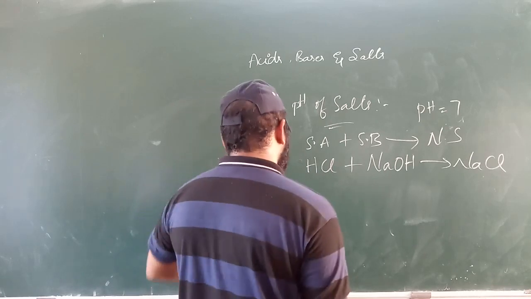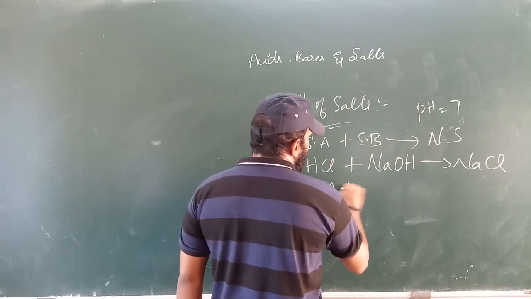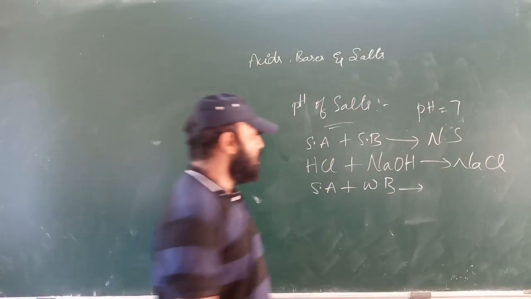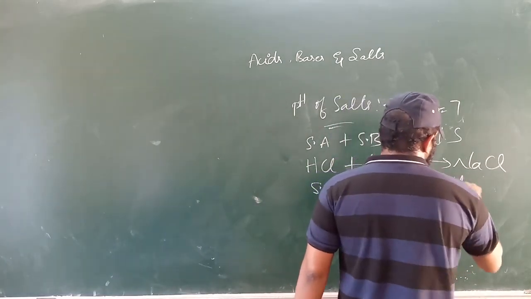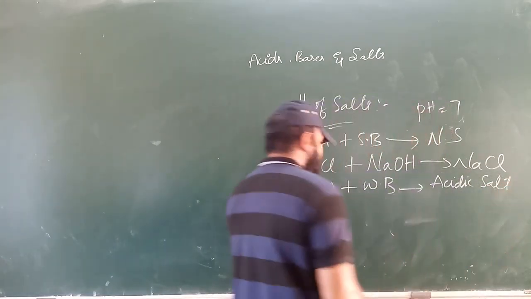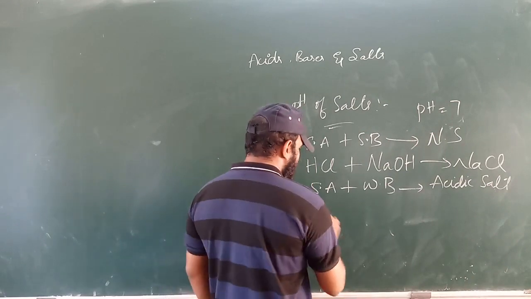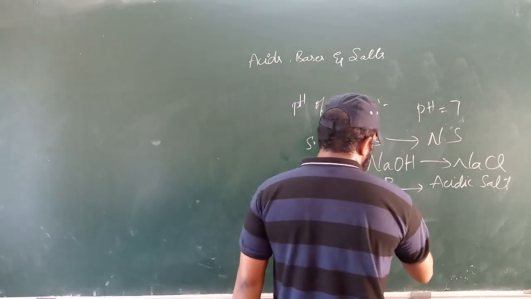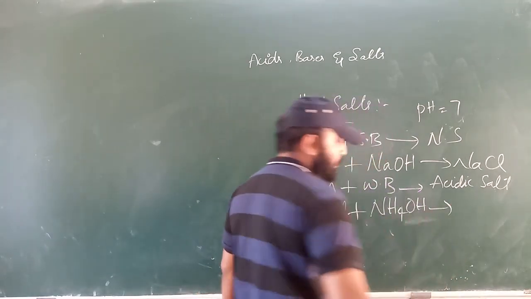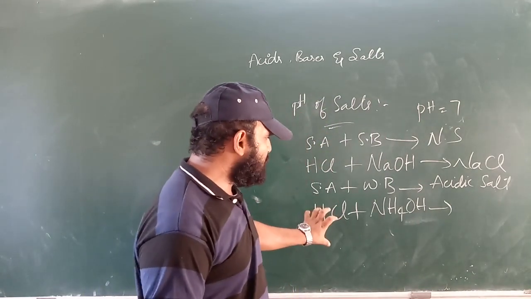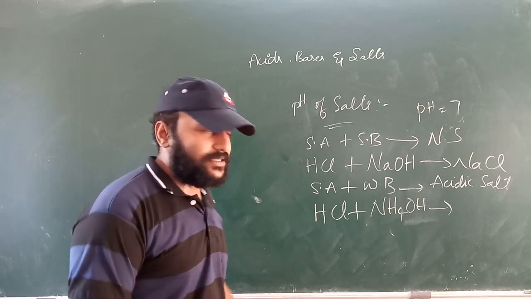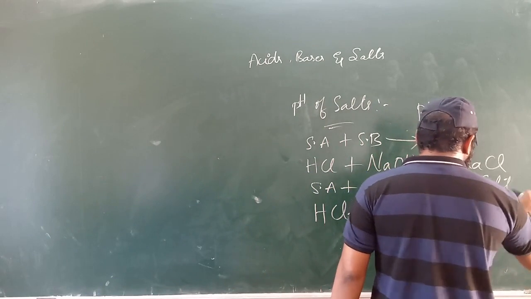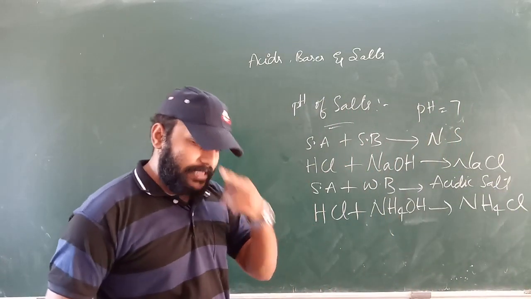Understood? Next one. When we react a strong acid with a weak base, we will get what? We will get an acidic salt. Acidic salt, because we are reacting with what? A strong acid. For example, when we react HCl with ammonium hydroxide, HCl is a strong acid and ammonium hydroxide is a weak base. So when we react HCl with ammonium hydroxide, what will we get? NH4Cl, ammonium chloride. It is an acidic salt.